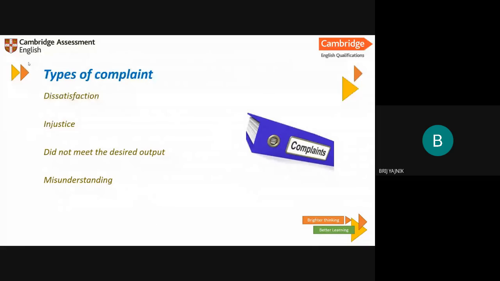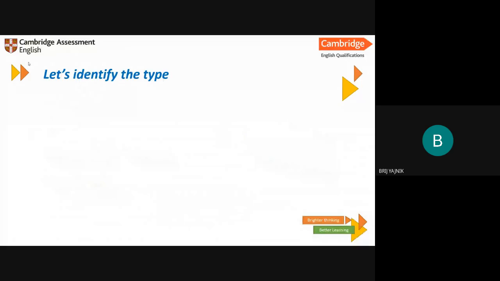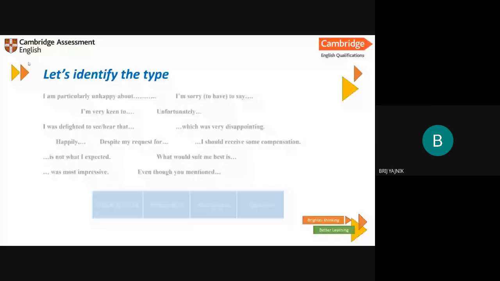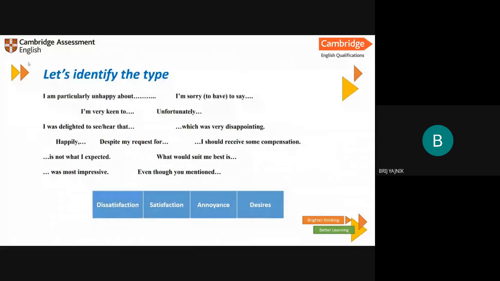Okay. So now I'm going to show you something. Now, let's identify the type of complaint. First, carefully look at those statements on the top. They are all related to one or the other category mentioned in the table. So you need to just identify which category it belongs to.